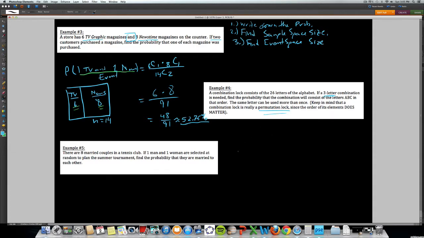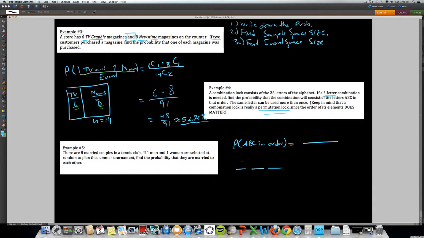We say, number 1, write down the probability. So we say the probability of A, B, C, in order. All right, well, first of all, let's calculate the sample space. The sample space represents the total number of ways we could set up a 3-letter combination to begin with. If you think about a 3-letter combination where we can repeat letters, here's our first letter, second letter, third letter.